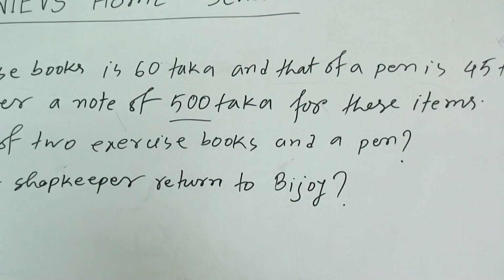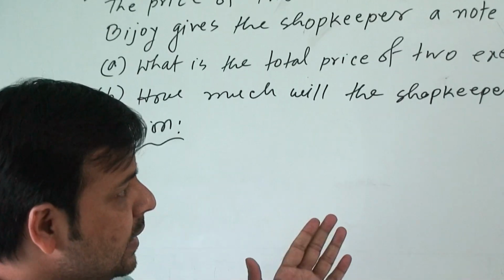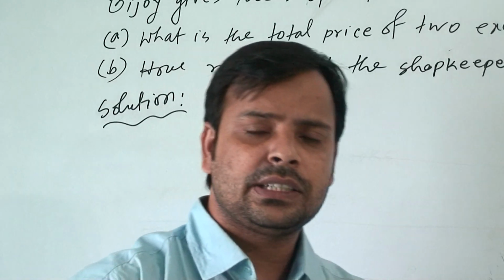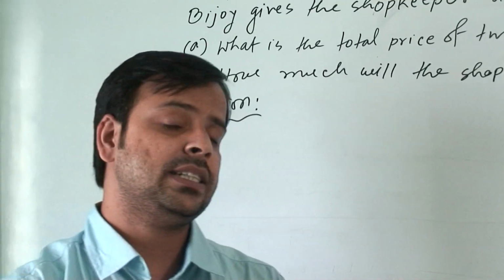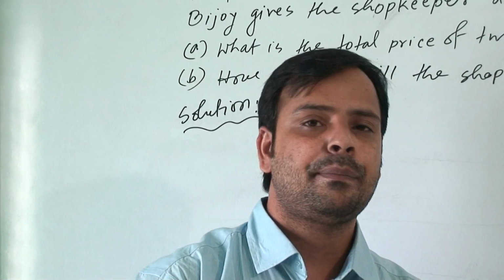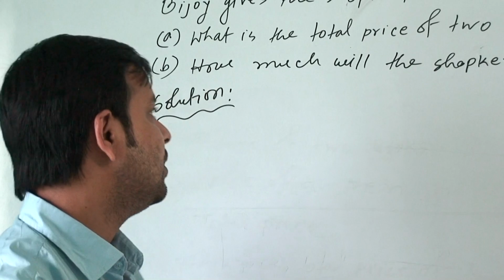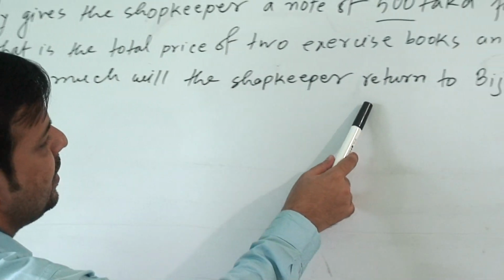Dear students, total price of 2 exercise books and a pen we have to find out in the first question. It means that we have to add the price of 2 exercise books and the price of a pen. We have to add. Okay dear students, now question B, how much will the shopkeeper return to Bijay?